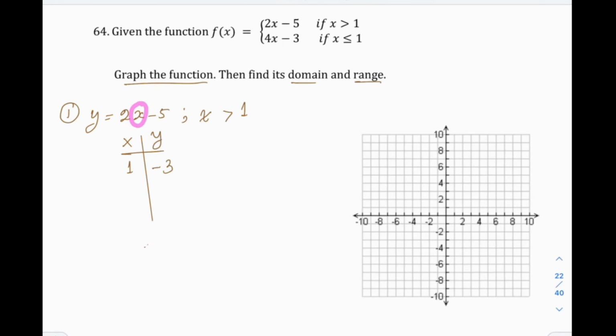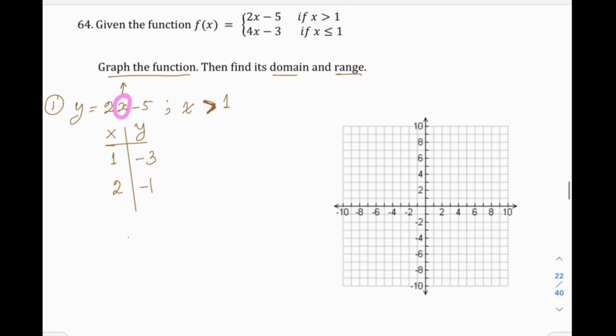Another point, we can start with 2. Why 2, not 0? Because we need more than 1. So you replace x by 2 here. 2 times 2 is 4, 4 minus 5 is -1. 2 points are enough because it's a linear function. And then we will plot the points.